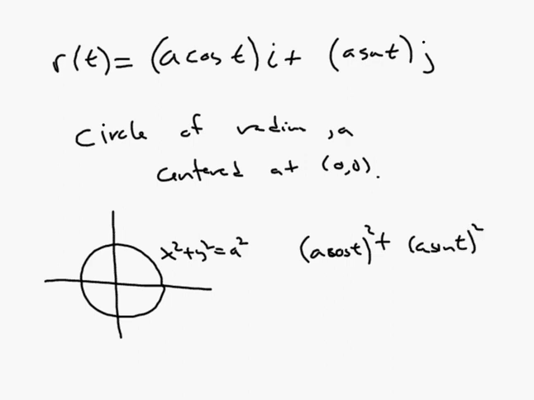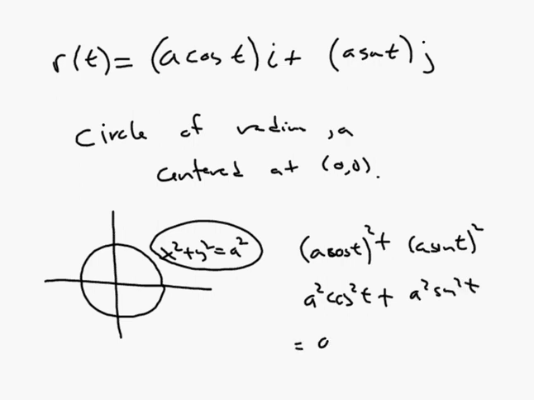What I'm trying to find out is, will this vector function point to points that are on this circle that we know the equation of so well? That we know for sure. Well, you square this, you're going to get a squared cosine squared t plus a squared sine squared t. But that's really a squared times cosine squared t plus sine squared t. All right? But that's just a squared. And that's exactly what we're hoping for, right?